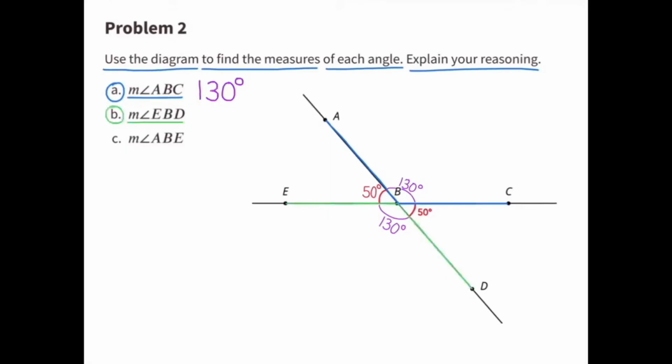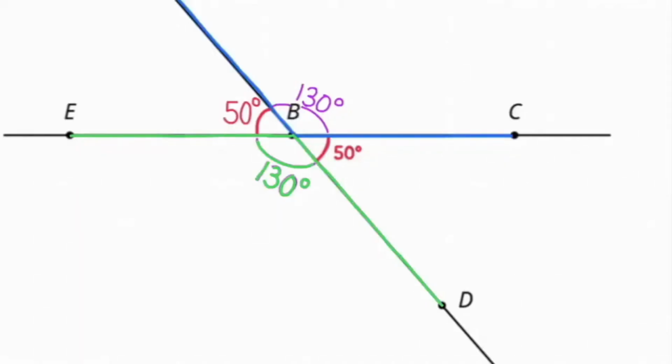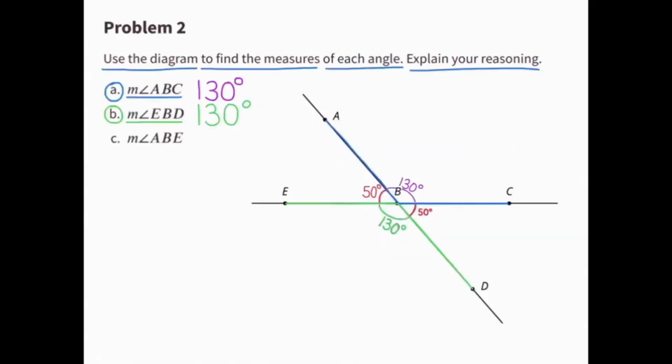B. What is the measure of angle EBD? Well, you can see angle EBD in green, and again 130 degrees plus 50 degrees equals 180 degrees, so angle EBD measures 130 degrees.